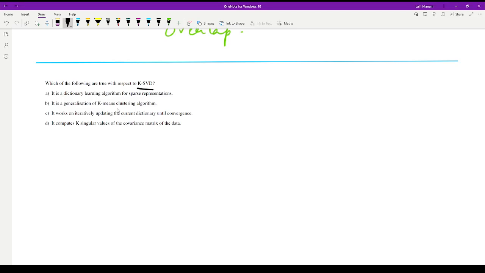The matrix that I was talking about. So you need to construct that matrix, and then you would like to use that matrix to project the data into some other dimension where our representation of the data is pretty sparse. Okay, so yes, it's a dictionary learning algorithm for sparse representations. So that's the definition. What about this? It is a generalization of k-means clustering algorithm. Yes, no.